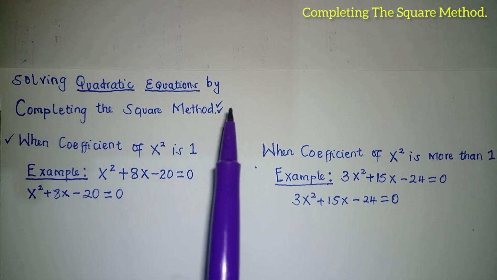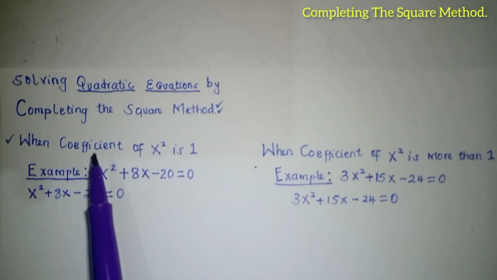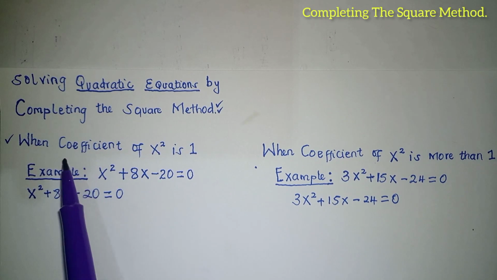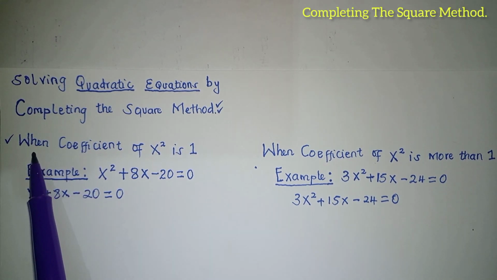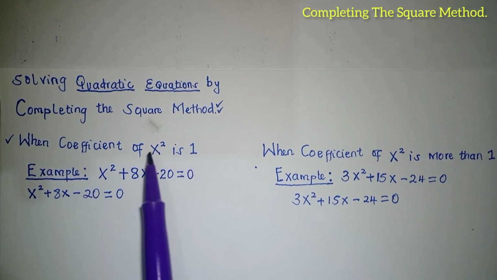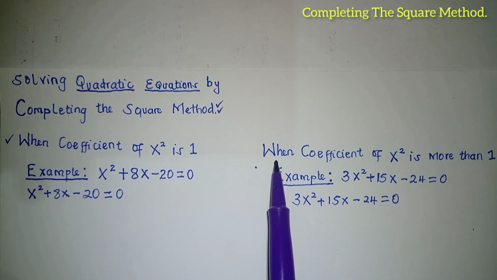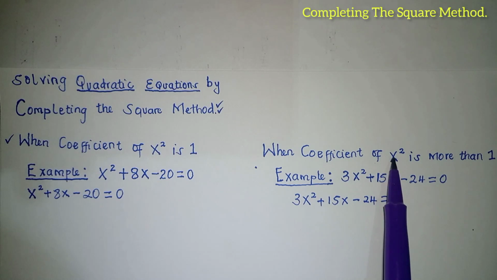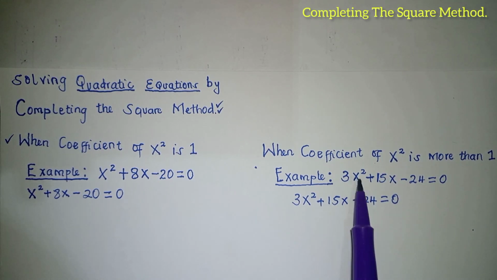Solving quadratic equations by completing the square method. That's today's title of this video. So with me I've got two examples. The first example is completing the square when the coefficient of x squared is 1, and the second example is completing the square when the coefficient of x squared is more than 1. You have this example and this example.